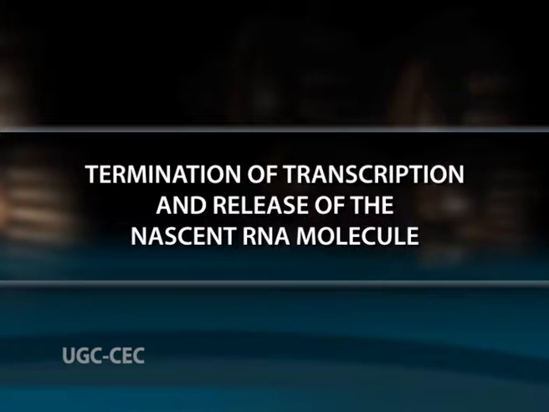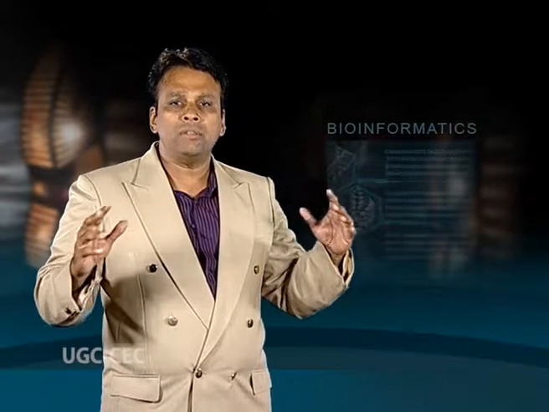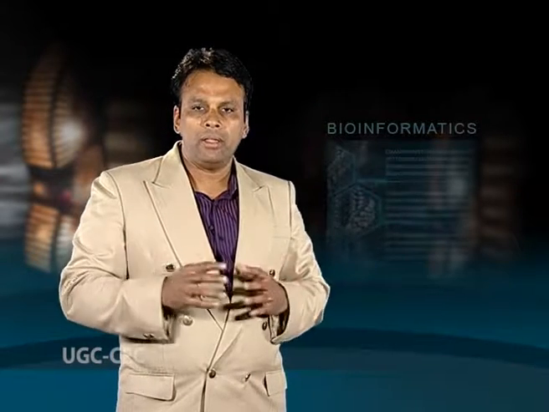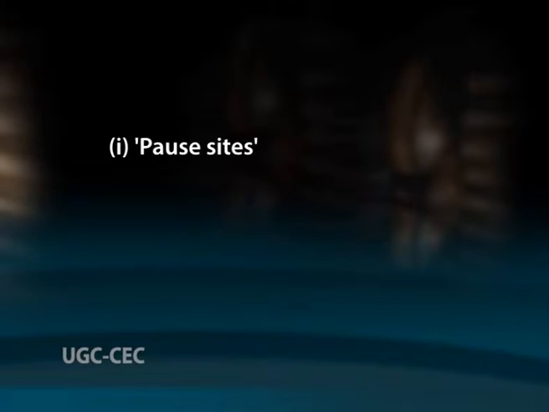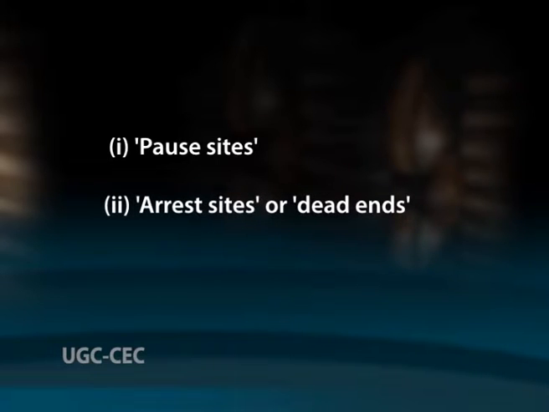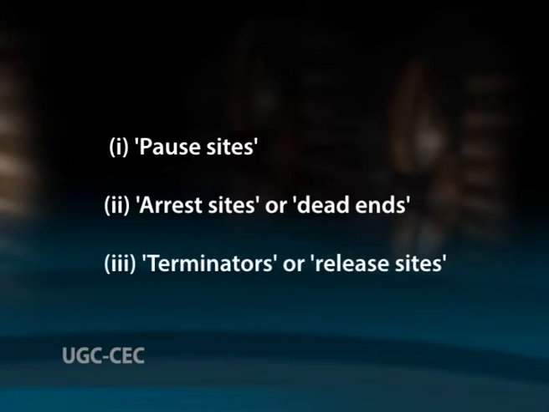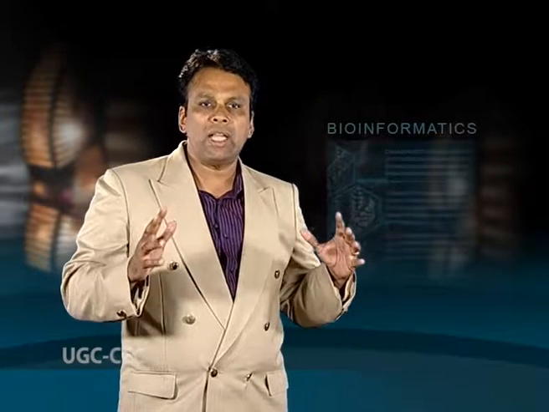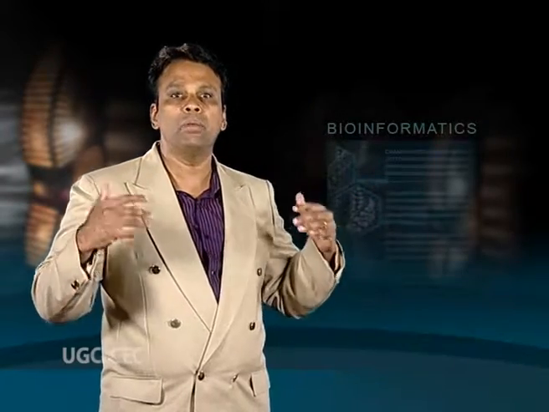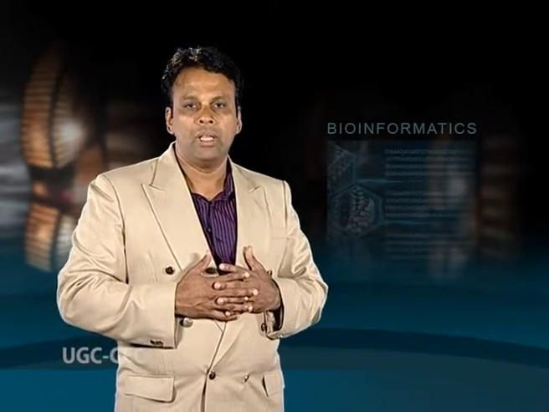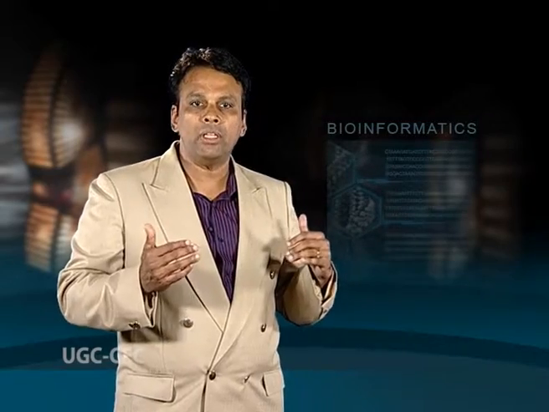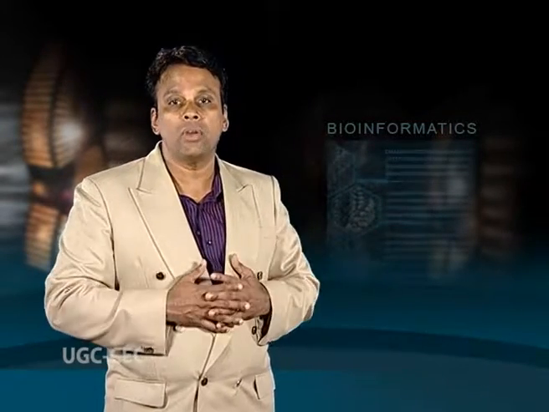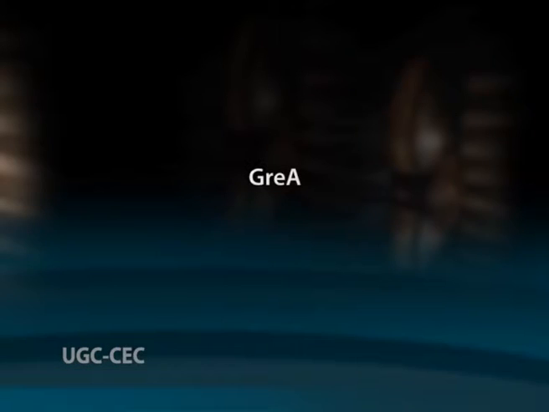Termination of transcription and release of the nascent RNA molecule. The elongation of the transcript may be impeded by: 1. Pause sites, 2. Arrest sites or dead ends, and 3. Terminators or release sites. The pause sites induce a temporary reversible block to nucleotide addition. The arrest sites stop elongation, to be resumed only in the presence of elongation factors GreA and GreB.